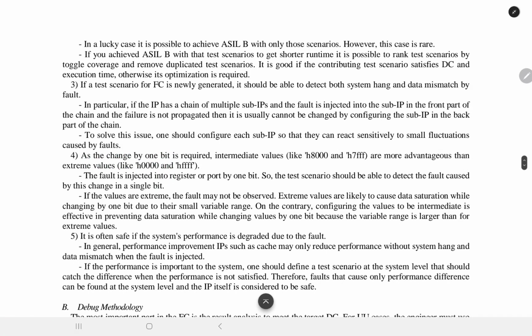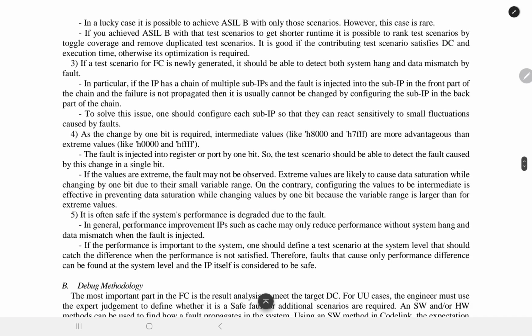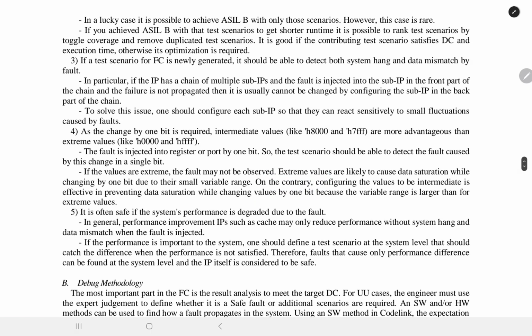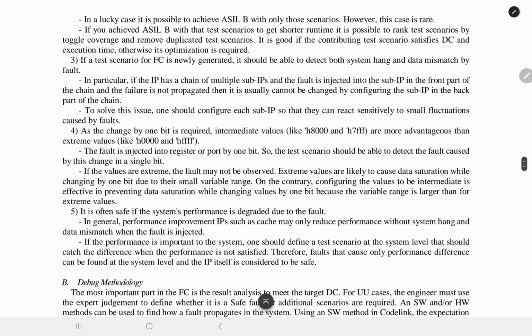As the change by 1 bit is required, intermediate values like hexadecimal 0888 and 7FFF are more advantageous than extreme values like 0000 and FFFF. The fault is injected into a register or a port by 1 bit, so the test scenario should be able to detect the fault caused by the change in a single bit. If the value is extreme, the fault may not be observed. Extreme values are likely to cause data saturation while changing by 1 bit due to their small variable range. On the contrary, configuring the values to be intermediate is effective in preventing data saturation while changing values by 1 bit, because the variance range is larger than the extreme values.